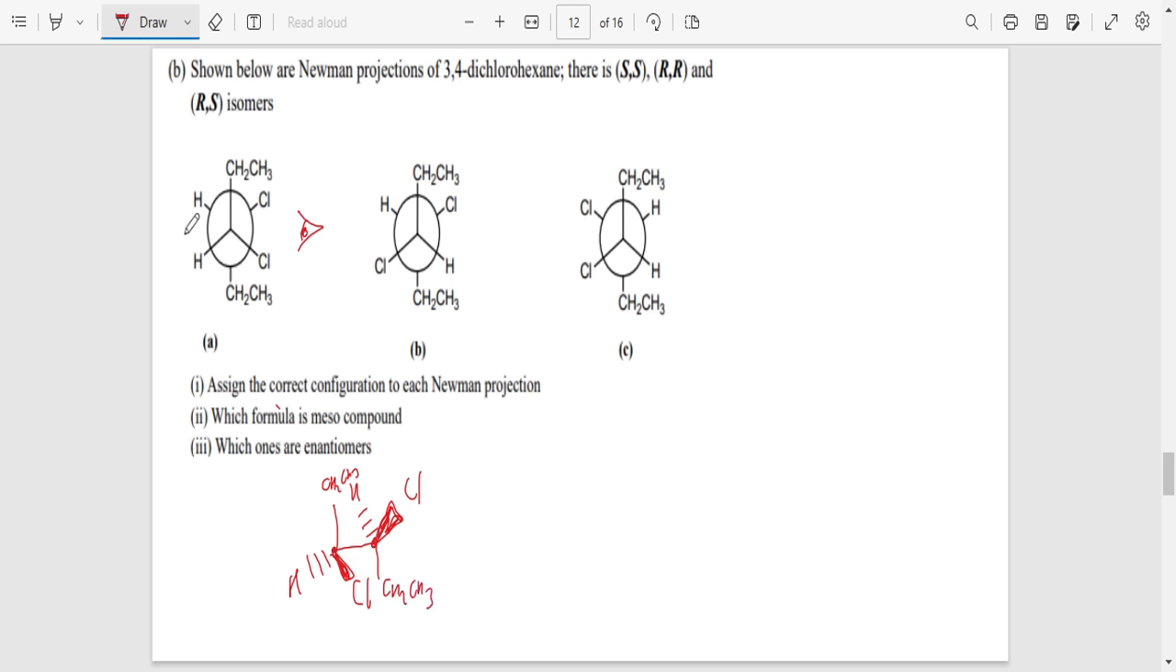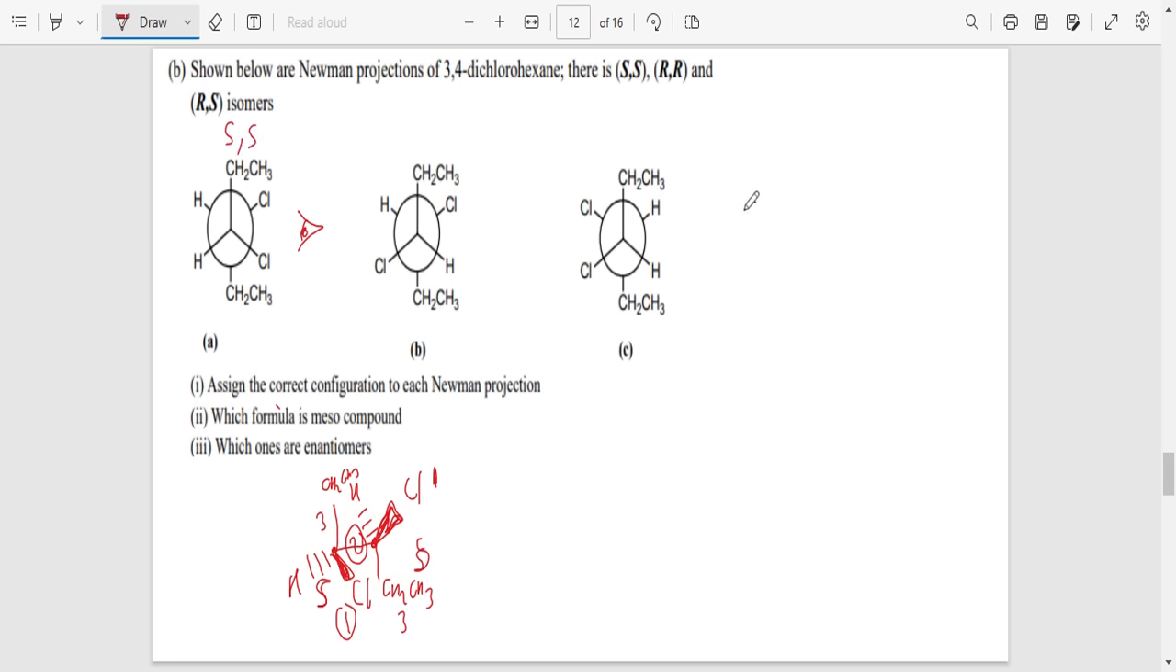Now we can determine the RS configuration about each of these carbons. Which group is going to be number one? Chlorine will receive number one, and then after the chlorine, this is going to receive number two. This is going to receive number three. So this one is going like this. This is S configuration, so this is S. What of the other one? This is going to be number one. This will still be number two, and then this is going to be number three. Like that, so we are moving like this. This is still S. So the first molecule is S,S.